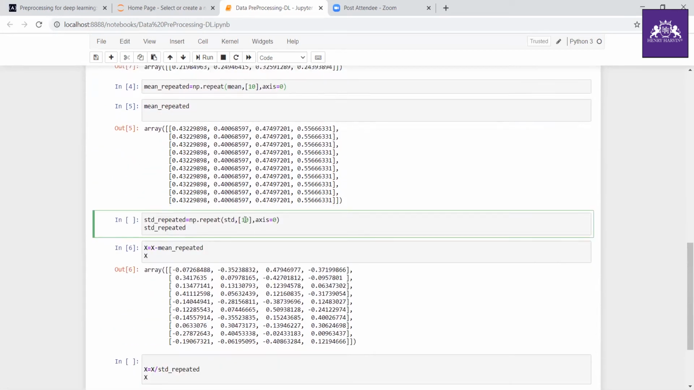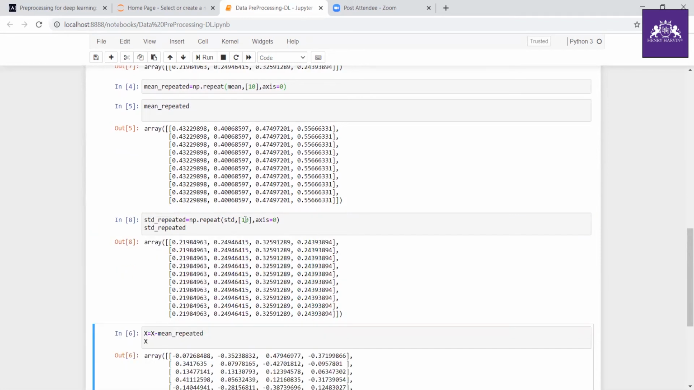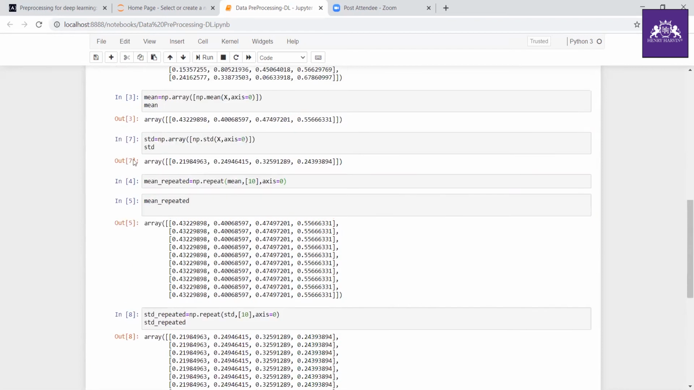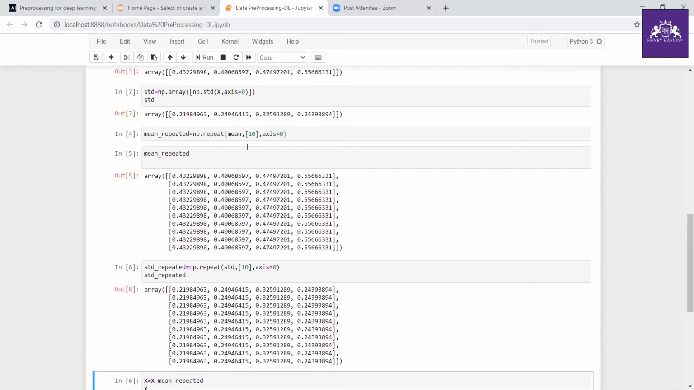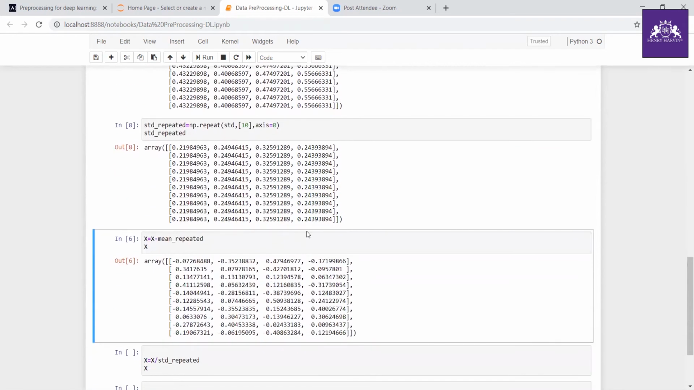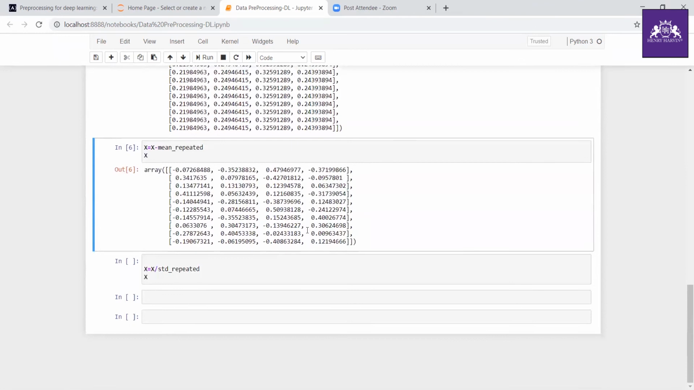So what I'm doing now, I'm going to follow the same procedure that I did for mean. So I'm getting the same values, right? You can see that 0.2198493. So I'm getting the same values over here. So what I'm going to do now is I'm going to do x minus mu divided by sigma.